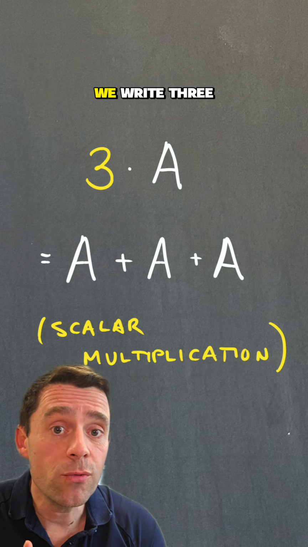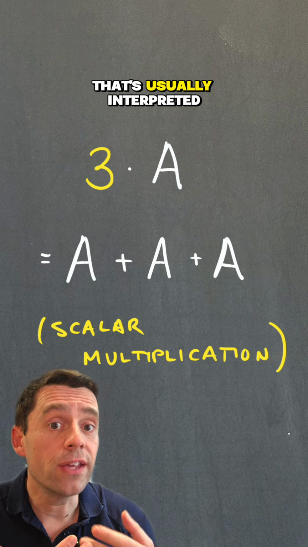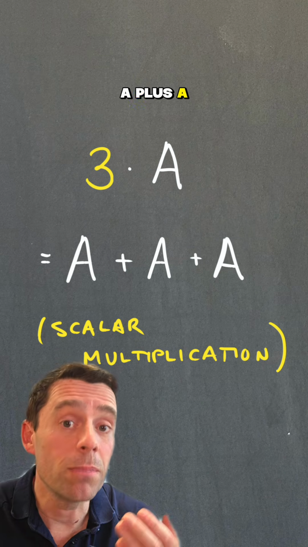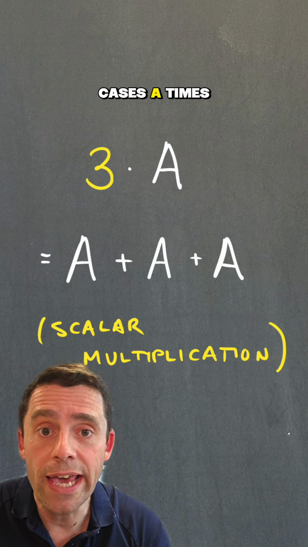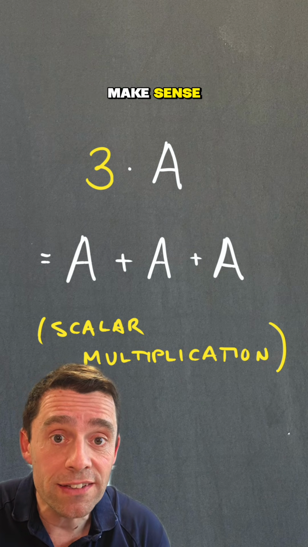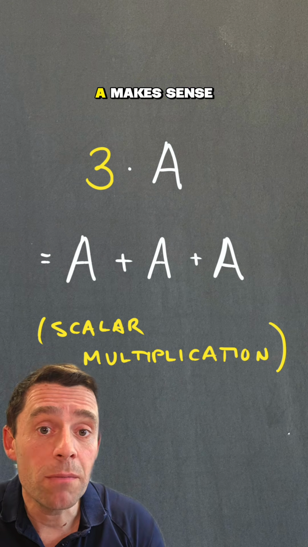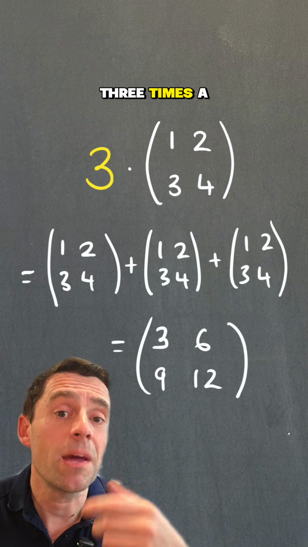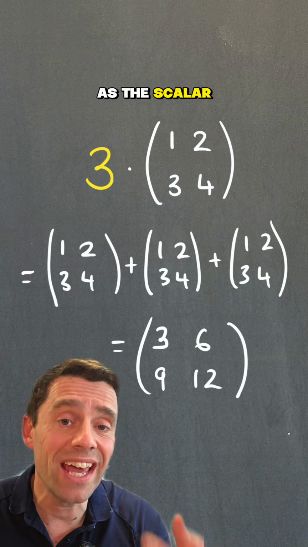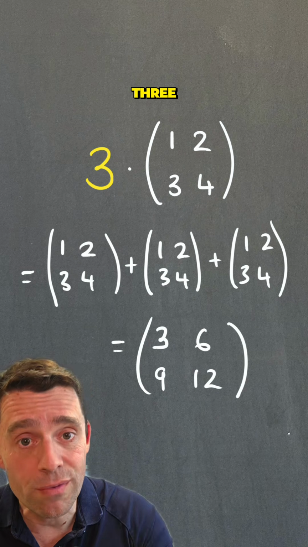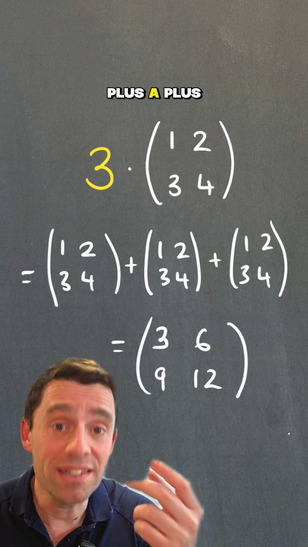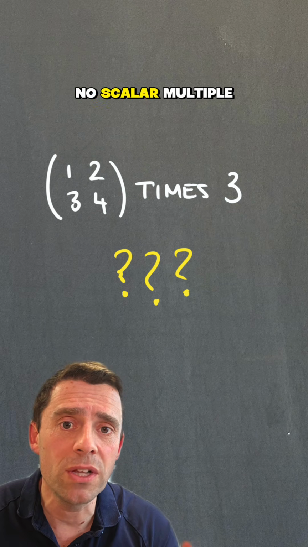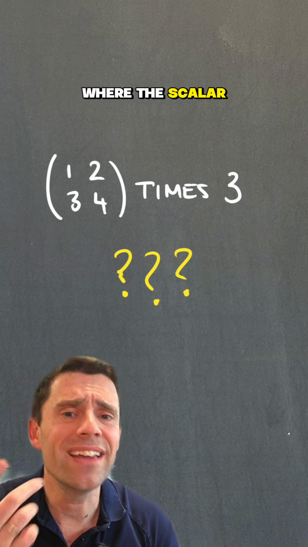In mathematics, when we write 3 times a, that's usually interpreted as a scalar multiplication, and it is usually interpreted as a plus a plus a. And in some cases, a times 3 might also make sense, but in many cases, 3 times a makes sense and a times 3 is not even defined. So, for example, 3 times a matrix A is always interpreted as the scalar multiple of the matrix by the scalar 3, which is the same as A plus A plus A, but there is no meaning to A times 3 in the sense that there is no scalar multiple of 3 where the scalar is a matrix.